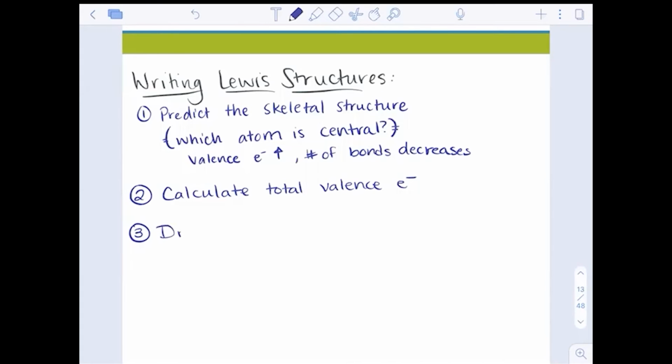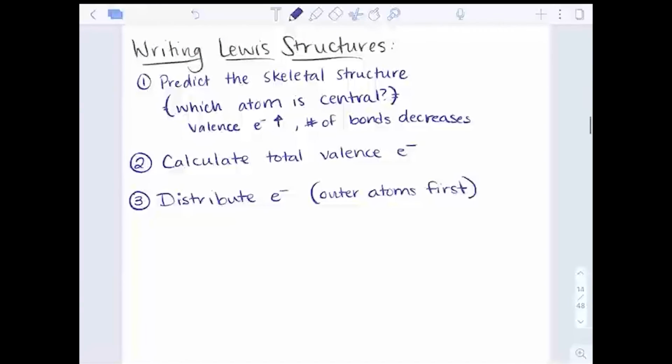Then we want to be able to distribute those valence electrons, giving out octets if we can to outer atoms first. Why we want to do outer atoms first is just a little rule of thumb. You know, you can do whatever atom you want, but we want to try to get the octet first because what we'll start to be able to see is that the central atom will be able to dictate if they need any double bonds, triple bonds, or if everybody's just a single bond.